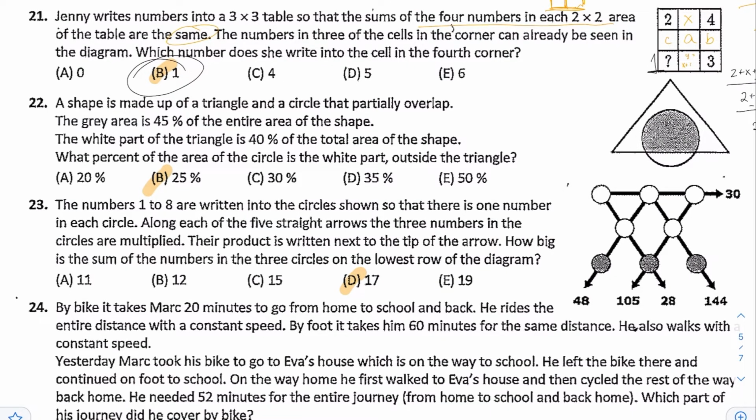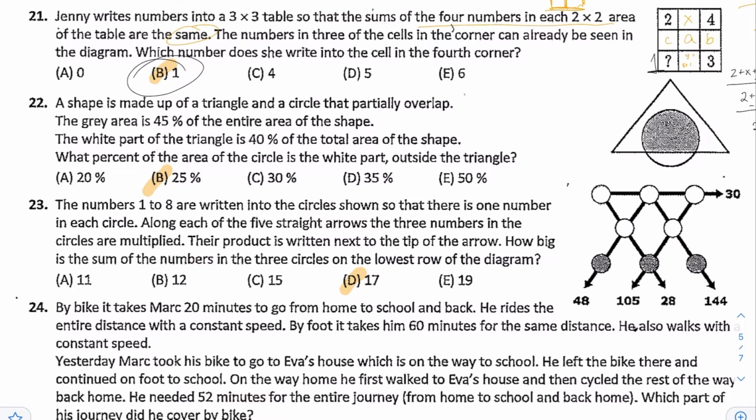Next, for question number 22, here you have a shape that's made up of a triangle and a circle that partially overlap. So here the gray area is 45% of the entire area of the shape, and the white part of the triangle is 40% of the total area of the shape. What percent of the area of the circle is the white part outside the triangle? So to figure out this question, we have to use percentages.